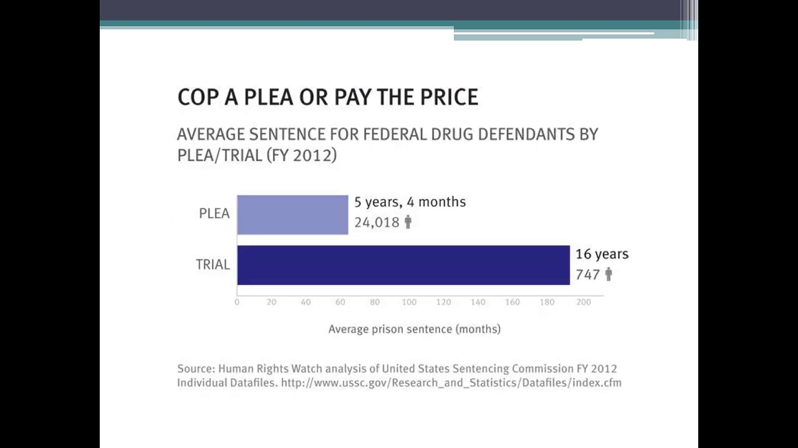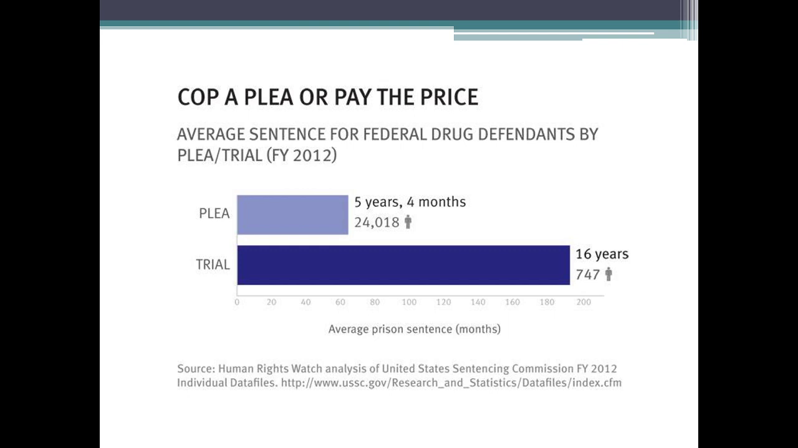Cop a plea or pay the price. Now this is from some sentencing statistics. This is the average sentence for federal drug defendants by whether they take a plea or go to trial. There's lots of reasons why these numbers are different, but it's pretty shocking if you look at it. If you interpret this in the worst way, first of all, you notice that almost everybody's taking a plea. There's 24,000 pleas. There's only 747 trials.